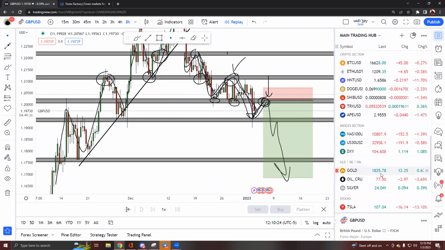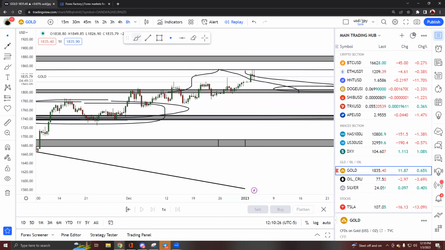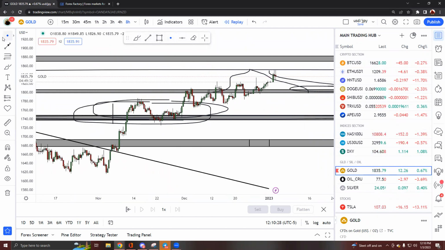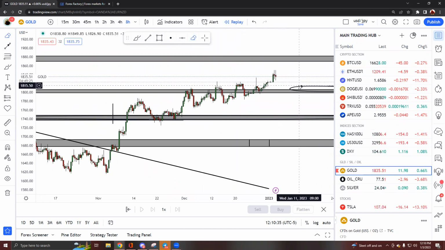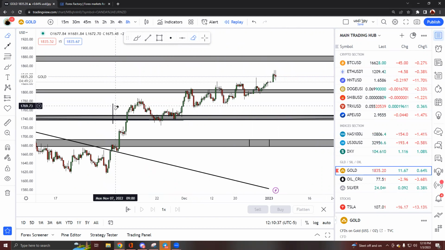Let's look at gold as well, if you are trading gold, to see how I'm looking at that as well. Let me give it a quick second to remove some of our old trend lines and markings from our previous videos. Get that out of the way right here.